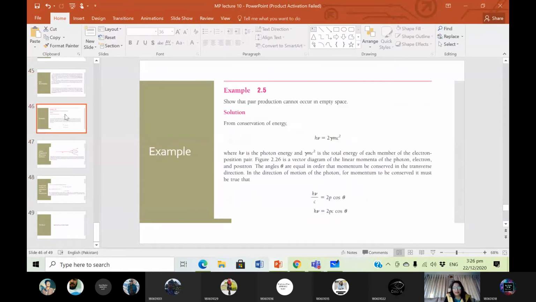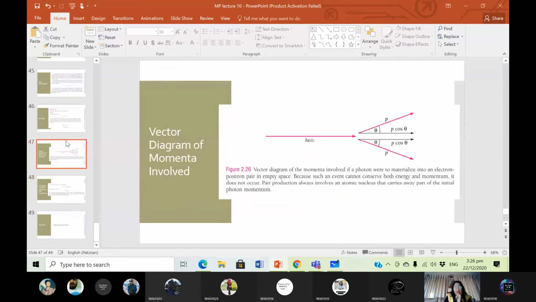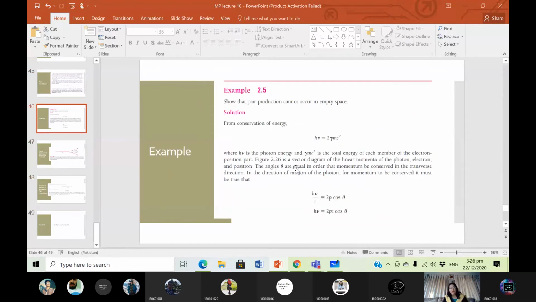So now let's do this example over here. This will basically show that pair production cannot occur in empty space. This will prove that we need a nucleus there to conserve the linear momentum. So we will use relativistic calculations over here.